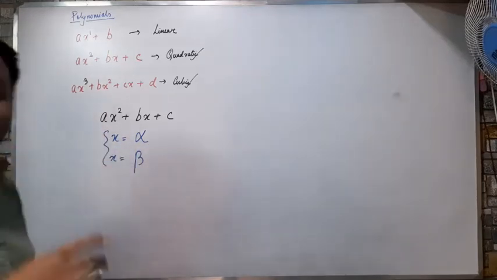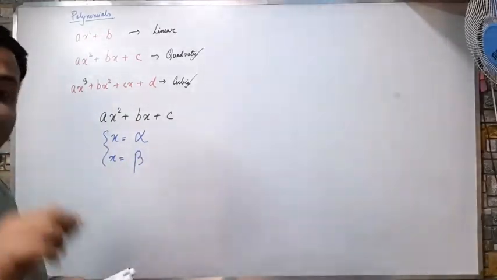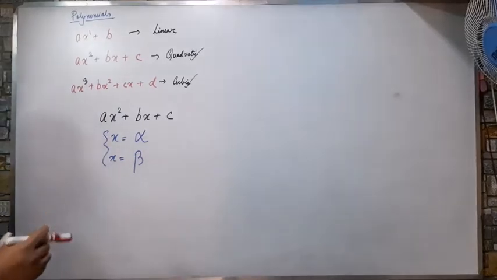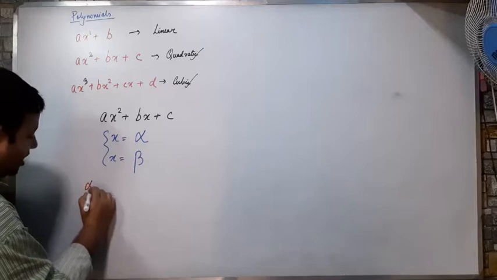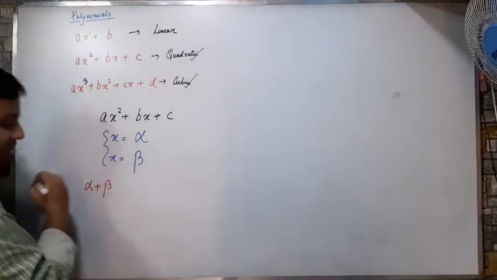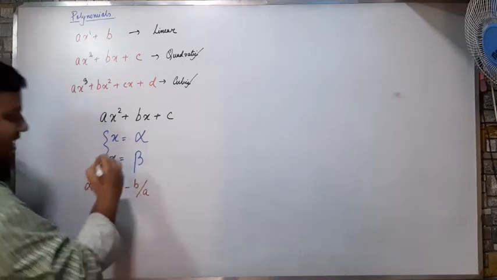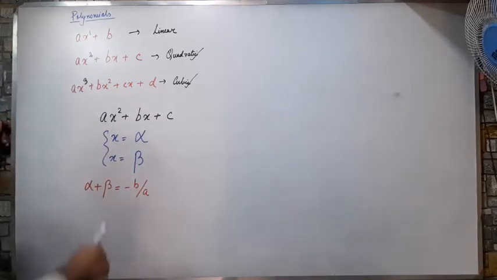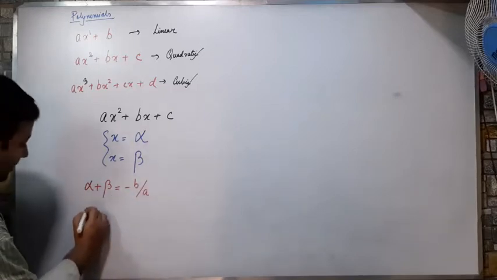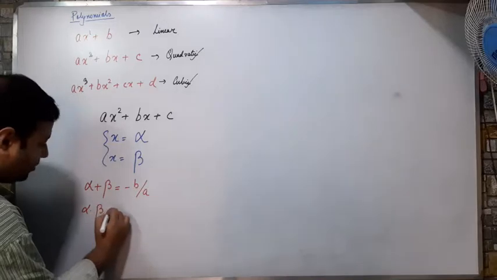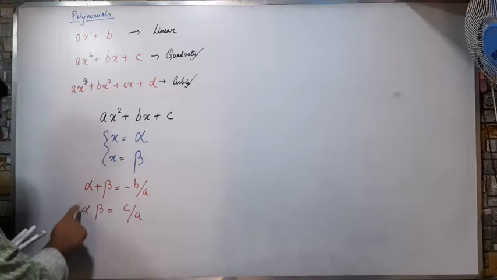Now, how can you check that the values that you have obtained are correct or not? To check whether they are correct, I have to apply a simple formula. The formula is like this. Alpha plus beta is equal to minus b by a, and alpha into beta will be equal to c by a. Sir, alpha plus beta and alpha into beta, that is understood.